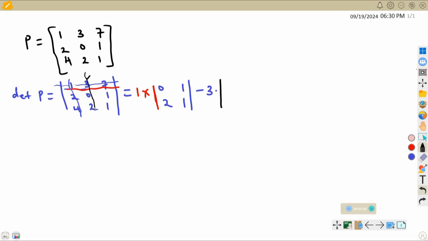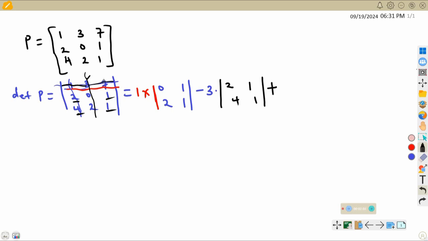I will now eliminate this row and this column where 3 lies. So when I eliminate them, I will remain with this entry 2. I will remain with 1. I will remain with 4. I will remain with 1. Then again I add there.